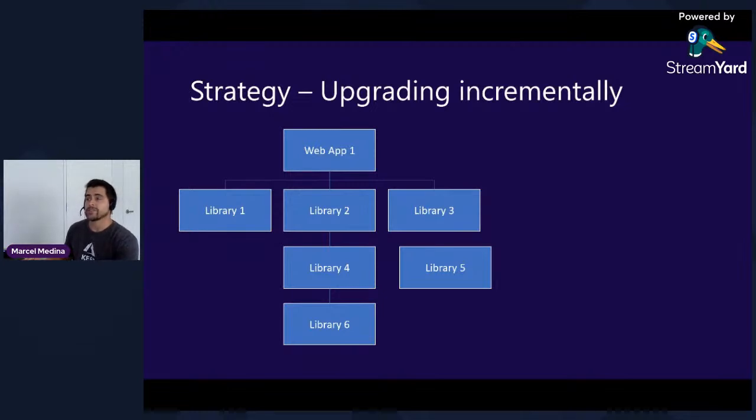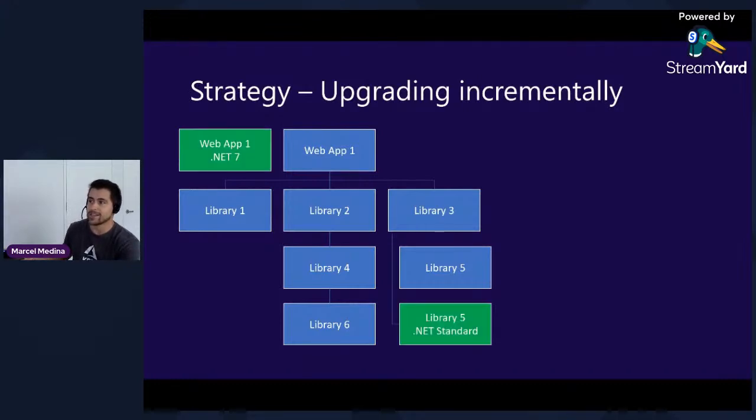Here we have a different strategy where we're gradually incrementing the upgrades. Here I brought a web app. Historically, we could not do any sort of incremental web app upgrades. It was always a challenge with ASP.NET. What .NET 7 now offers you is the option of doing that. You can have the old ASP.NET Framework and the new ASP.NET Core working together. And you're still taking an incremental approach for library 5, for example. We keep it as is, but we create another version with .NET Standard.